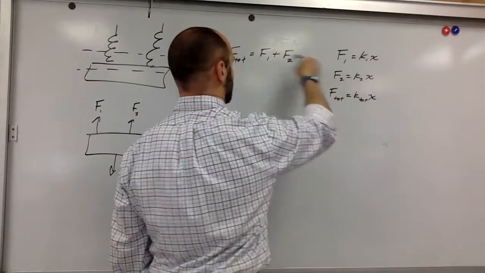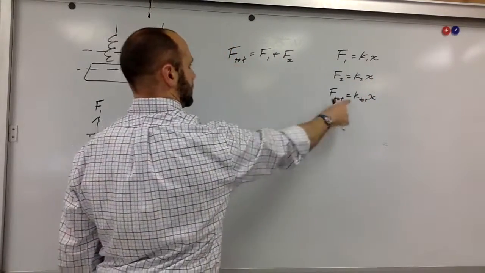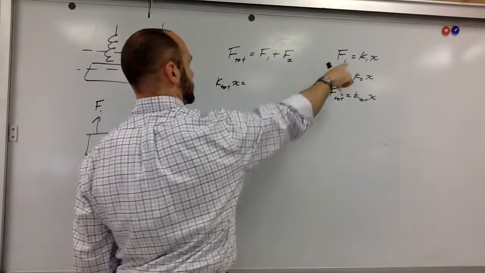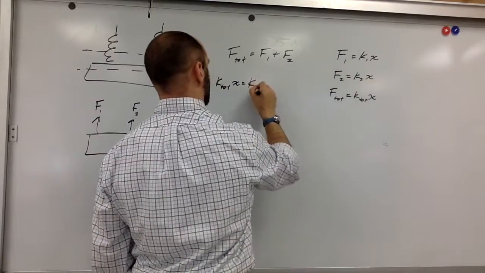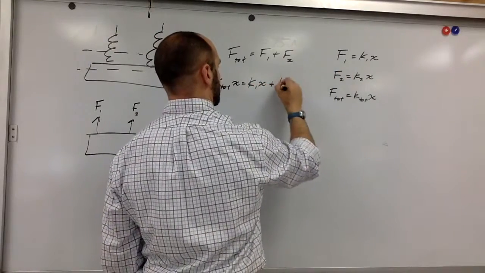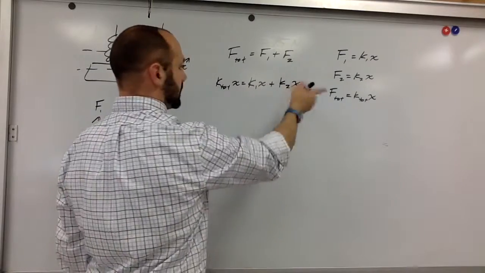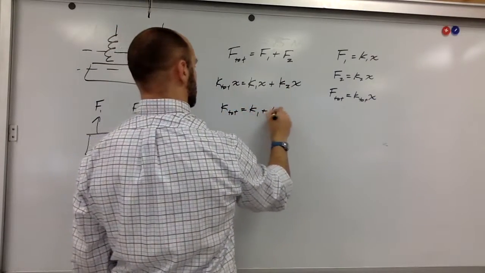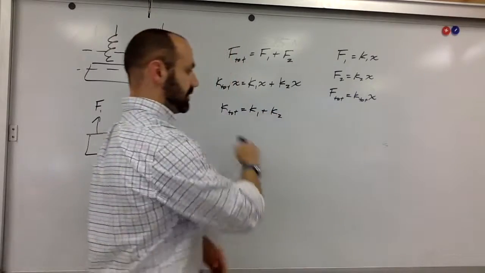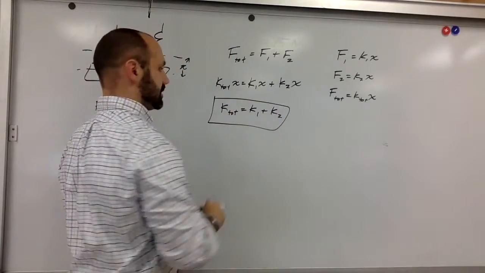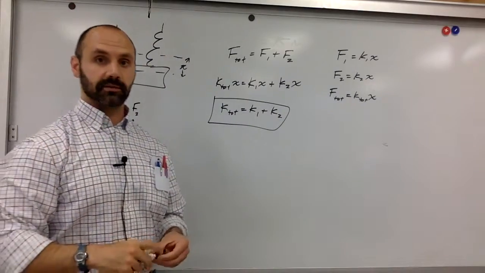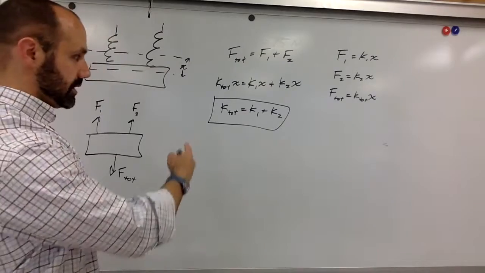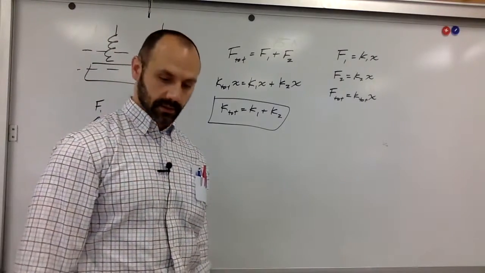So I can take these and plug them in. F total is K total times X. That's equal to, F1 is this, K1 times X plus K2 times X. Now I can just divide by X, and I get K total is K1 plus K2. So the effective spring constant when I'm attaching springs in parallel is just the sum of the two spring constants from before. So this is another derivation that you might need to know how to do on the test.